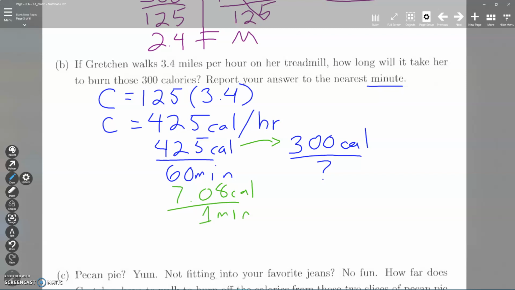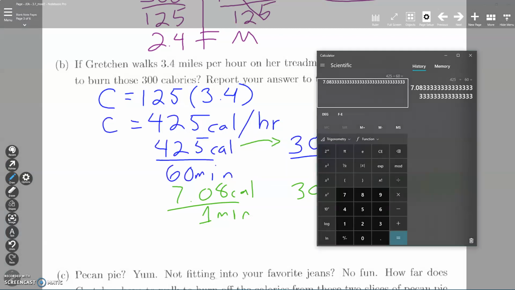All right? And that's going to help us because now we know how much in 1 minute. And we need to figure out, well, how many minutes is she going to need? So we can take, in 2 minutes, she would burn twice that. In 3 minutes, she would burn 3 times that. We want to know how long it'll take to do 300 calories. We can do 300, and we can divide by our 7.08 calories per minute. We can take that and divide and see how many minutes that will be.